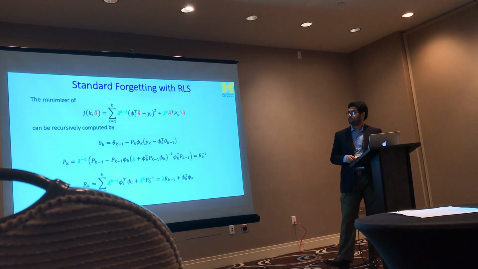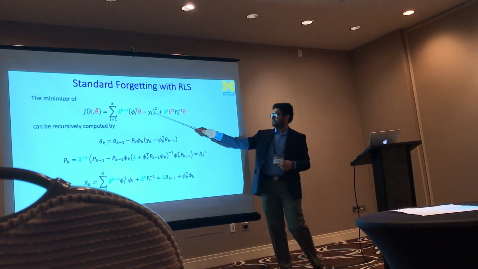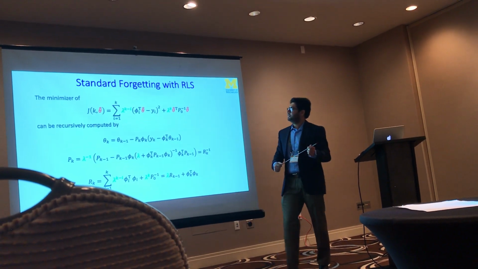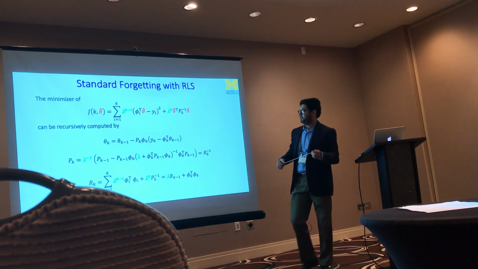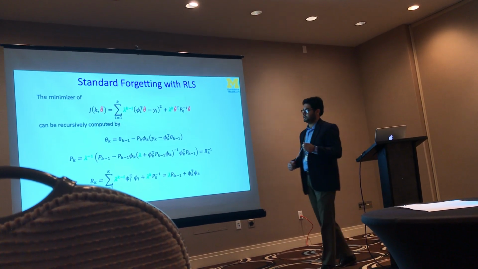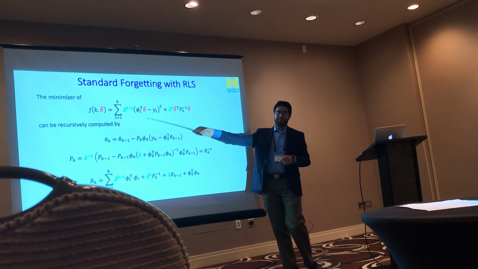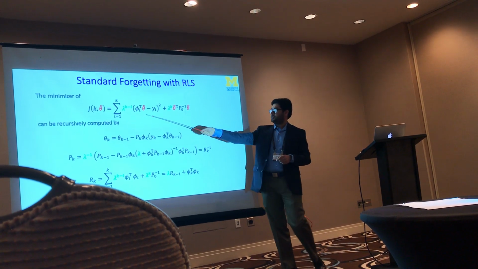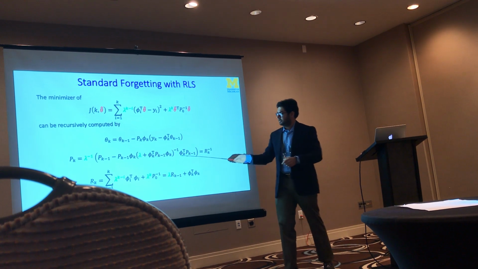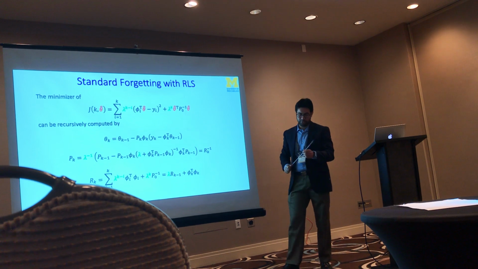So recursive least squares: this is just the standard least squares problem with exponential forgetting captured by the scalar lambda, which is usually set between 0 and 1, very close to 1. The minimizer of this cost function can be computed recursively using these two equations. Theta k is the minimizer of this cost function J of k at the kth step, and P k is updated using this recursive equation.